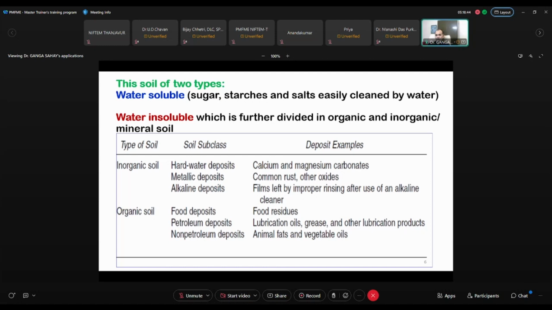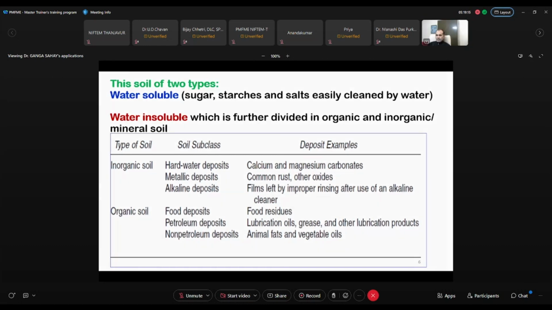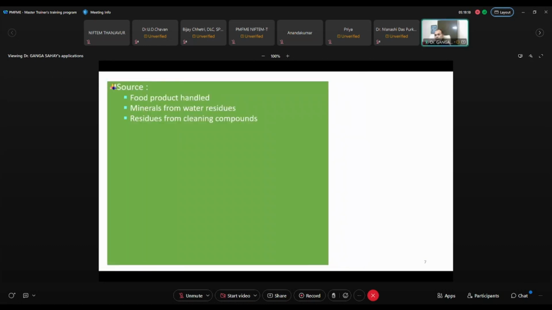So here you can see these are examples of inorganic soil. Soil subclasses include hard water deposits, metallic deposits, and alkaline deposits, while examples are calcium and magnesium carbonates, common rust, and other oxides. And organic soil consists of food deposits. It could be petroleum deposits or non-petroleum deposits, which are food residues. In petroleum deposits, we include lubrication oils, grease, and other lubrication products, or maybe animal fat and vegetable fat products.